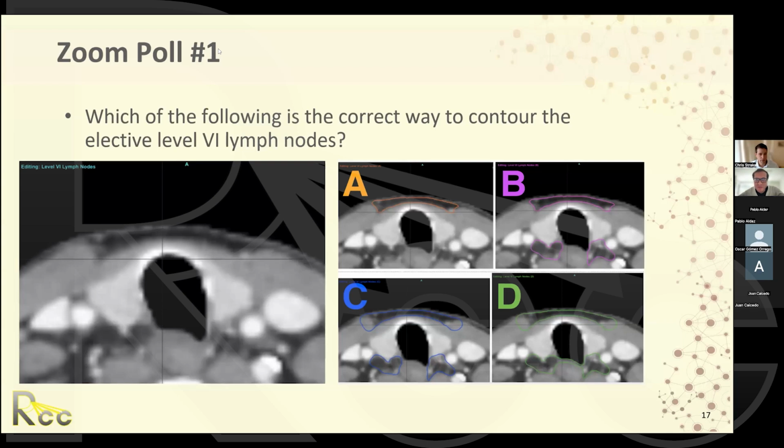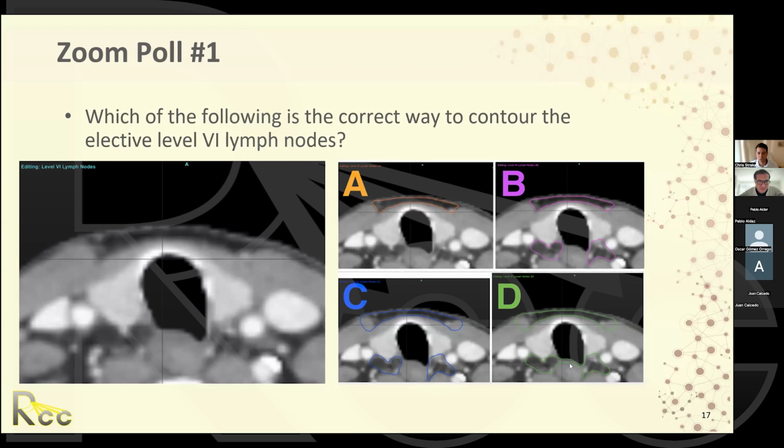Okay, perfect. So we're basically there. I think it looks like the vast majority of you found the correct answer, which is B. So answer A is only 6A, and then answer C is just a slight over contouring into the sternocleidomastoids laterally for 6A, and then D is a slight over contouring.